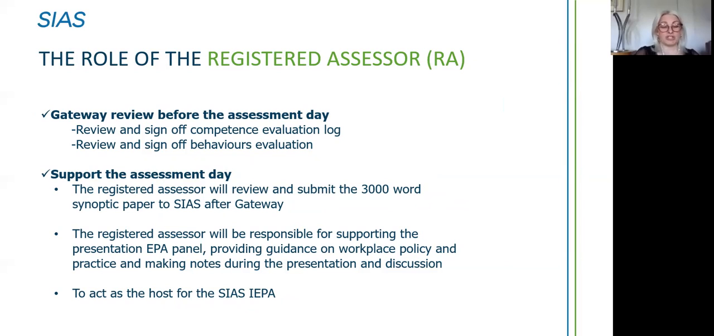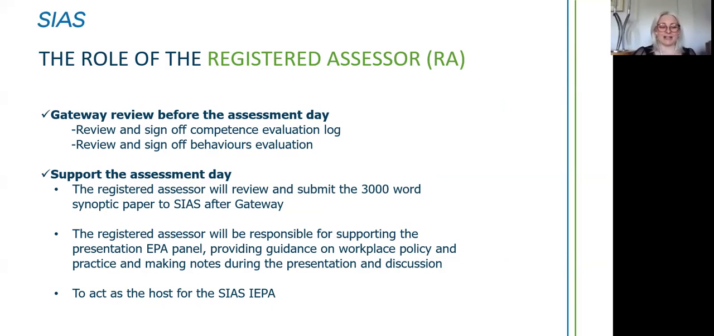We then look to the registered assessor to support that assessment day. So they are going to review and help the apprentice submit their 3,000 word synoptic paper to SIAS. Remember, this is after gateway. We're thinking at least 2 weeks before the EPA date. This registered assessor is responsible for supporting the apprentice, I suppose, and the SIAS Assurer during this EPA panel, and they can provide context on workplace policy, procedure and all of that kind of thing, just a little bit of context behind the presentation and the subsequent project that the apprentice has done.